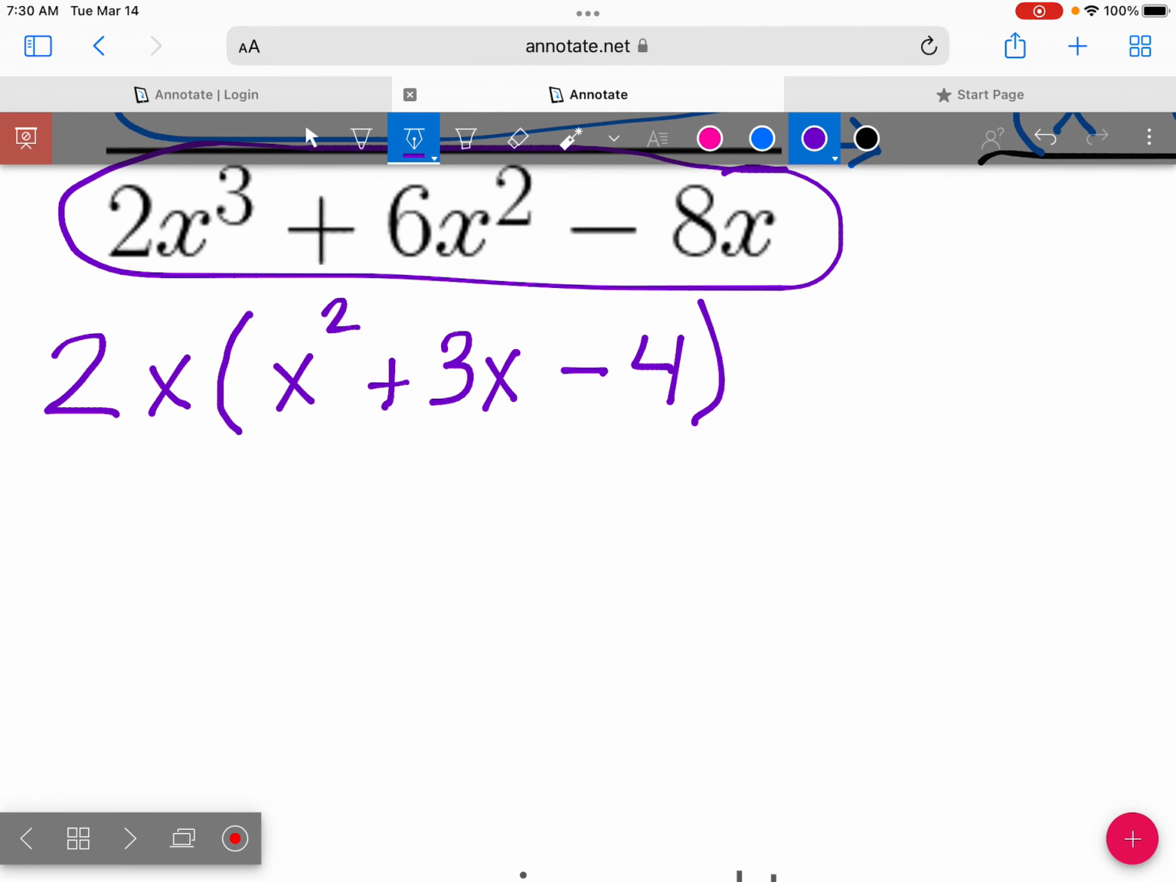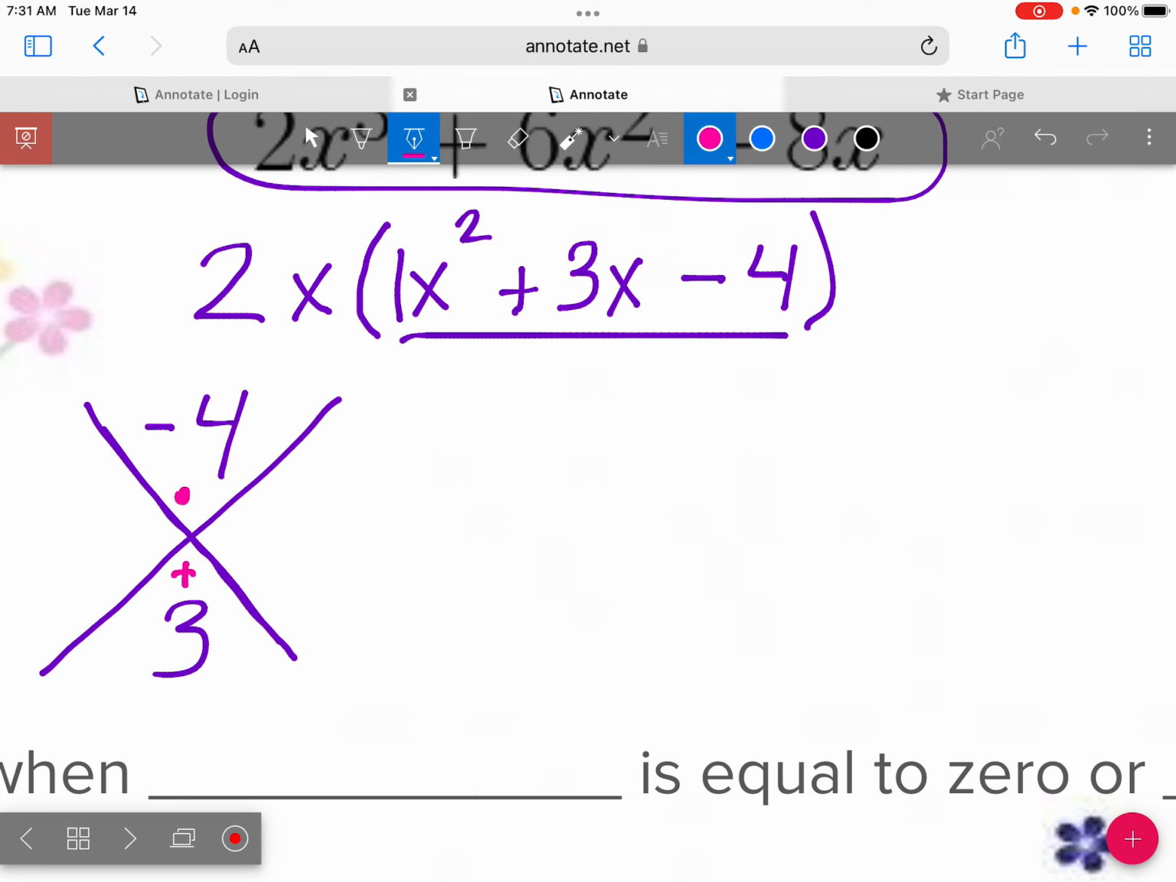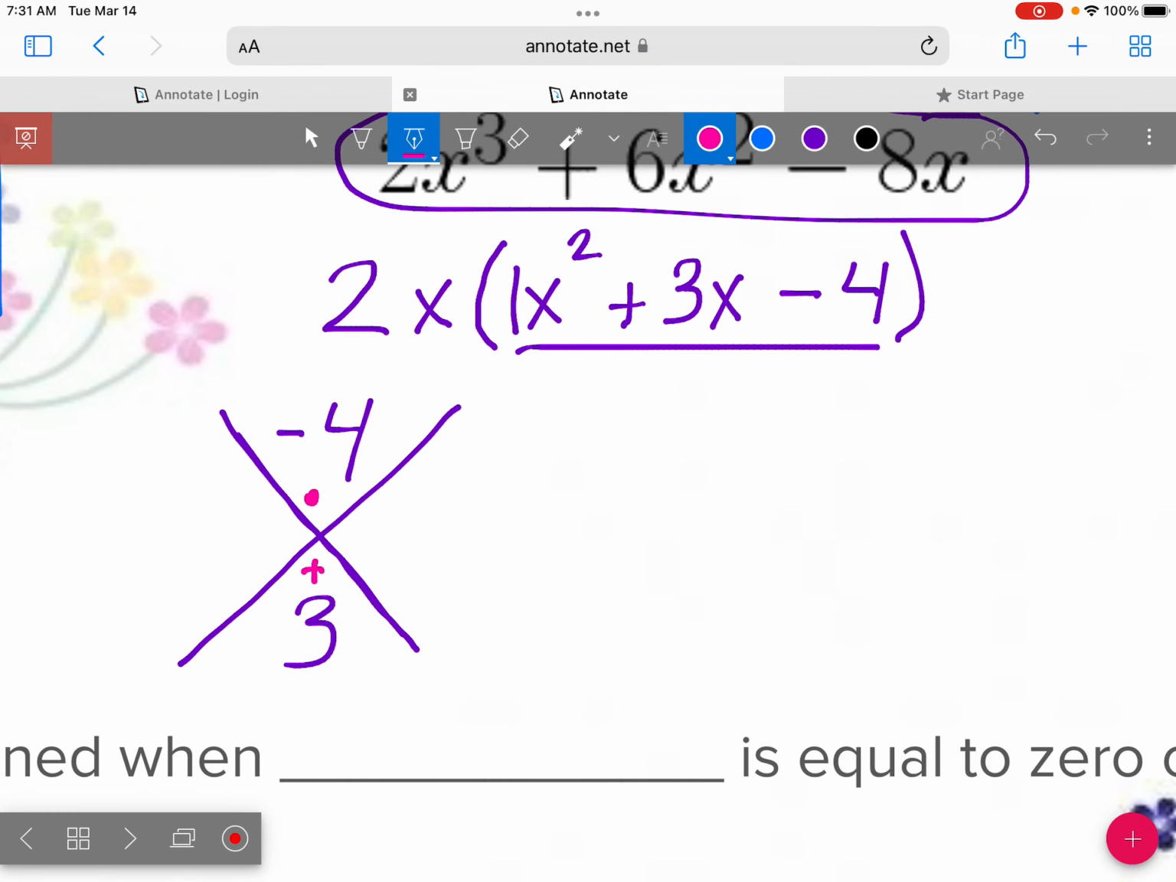All right, so now what we're going to do is X and box this guy. So our A times C, the 1 times the negative 4 is negative 4, and my B value is 3. So we need a pair of numbers that multiplies to be negative 4 and adds to be positive 3. What pair of numbers would work there?